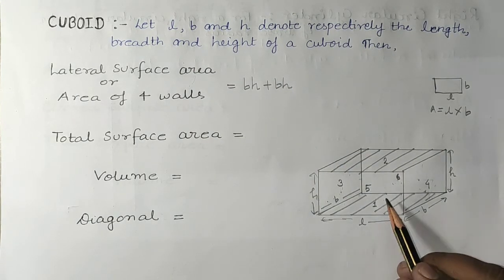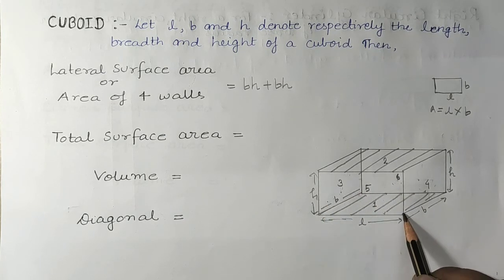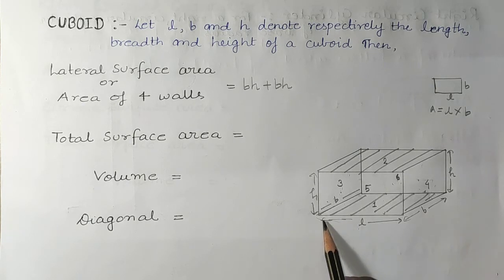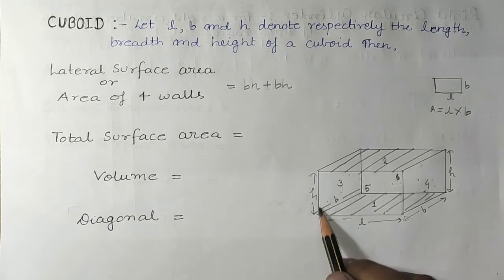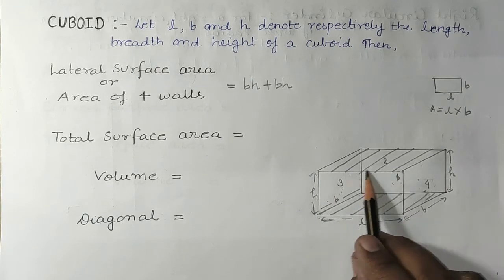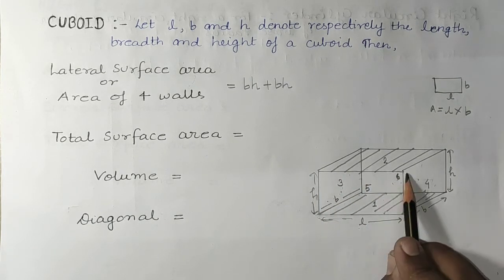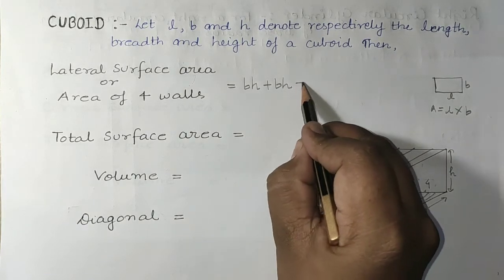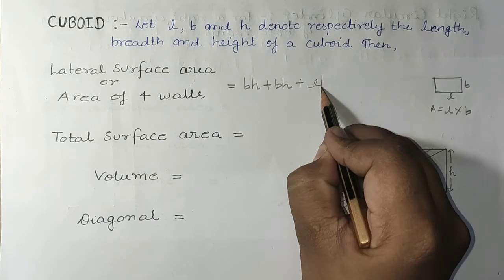Now, what will be the area of this surface? Surface 5. This surface 5 is carrying the dimensions as its length and height. So the area of this surface is what? Length into height. So here it is length into height.